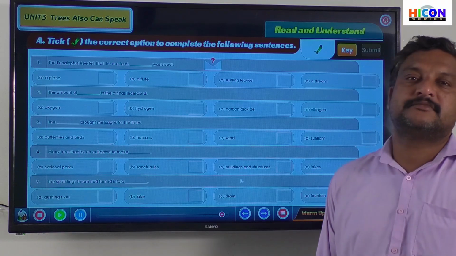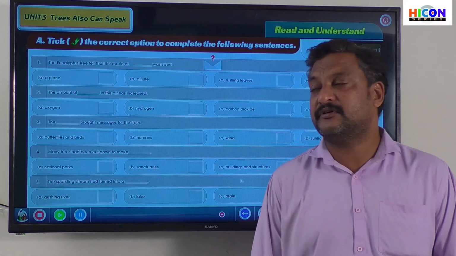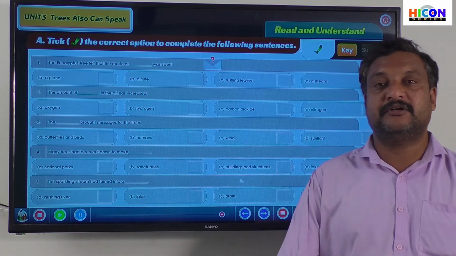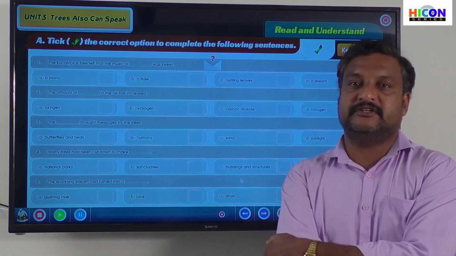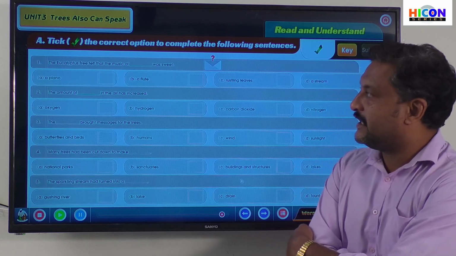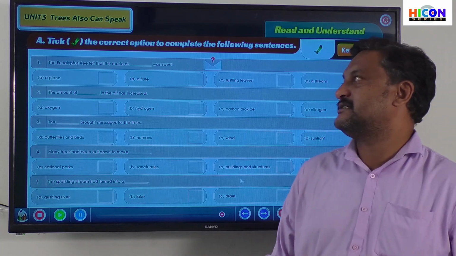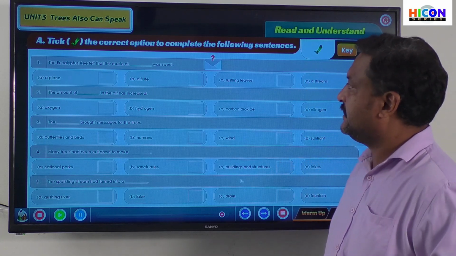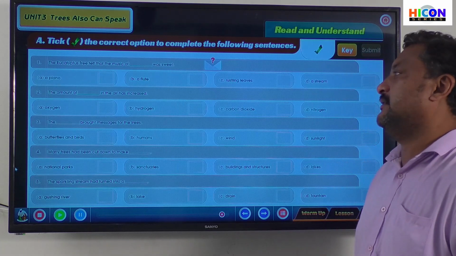Good morning, children. In the previous class we completed the lesson part, and now it is time for us to do some activity part. The activity part of this particular lesson starts with: tick the correct option to complete the following sentences.